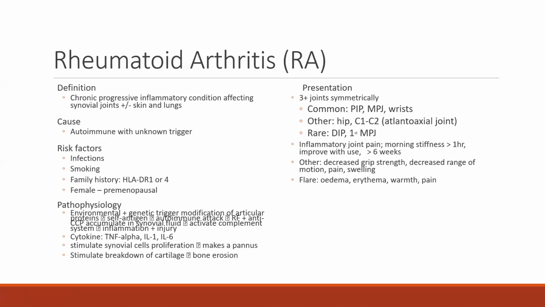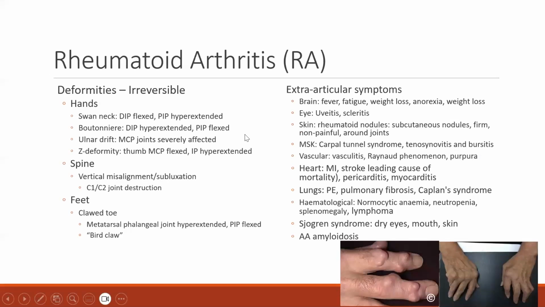Other symptoms that we might find are decreased grip strength, decreased range of motion, pain, and swelling. In a flare or an acute attack, we get edema, erythema, warmth and pain in the joint. Deformities, which are irreversible unlike some of the other conditions, can happen late in unmanaged disease. In the hands, we get the swan neck, boutonniere, ulnar drift, or Z deformities. A lot of them we find in this picture.